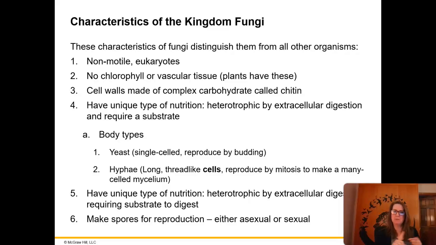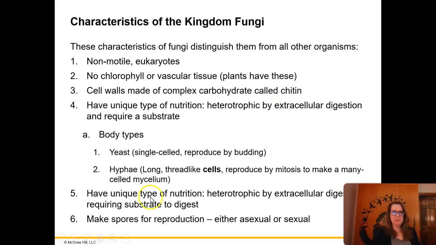Okay, body types. We talked about the yeast. Only yeast have yeast type cells. And then the rest of our fungi are going to have these repeating elongated cells, singular hypha, plural hyphae, thread-like cells that are going to divide by mitosis and make long strands that we can see with our eyes. Hyphae are microscopic. Once it becomes mycelium, we can see that with the unaided eye.